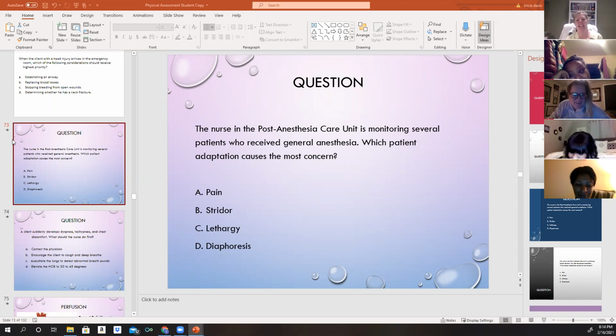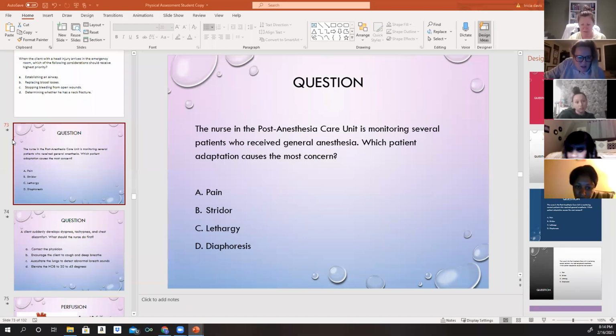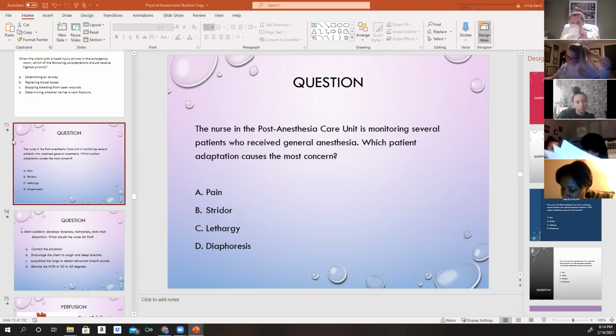Okay. The nurse in the post-anesthesia care unit is monitoring several patients who received general anesthesia. Which patient adaptation causes the most concern? A patient with pain, stridor, lethargy, or diaphoresis? B. Why is it B? That would mean that the breathing is not normal. Very good, Sophia.